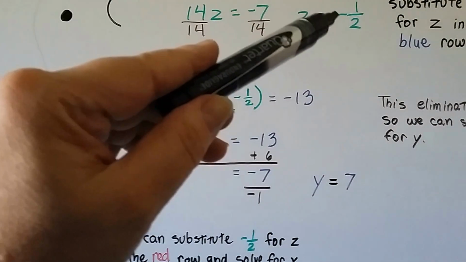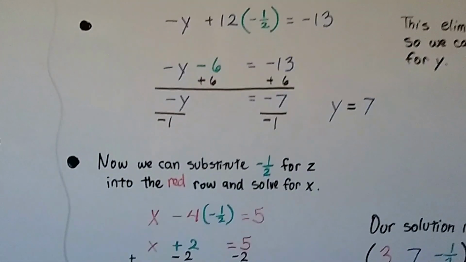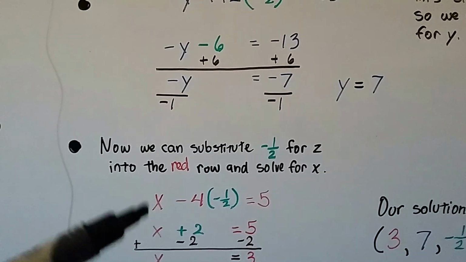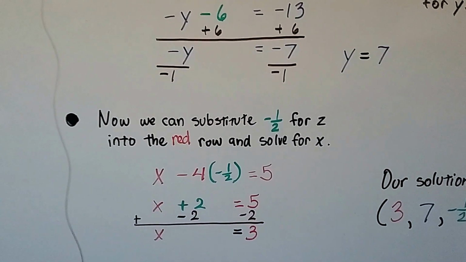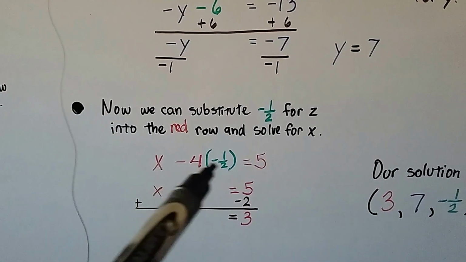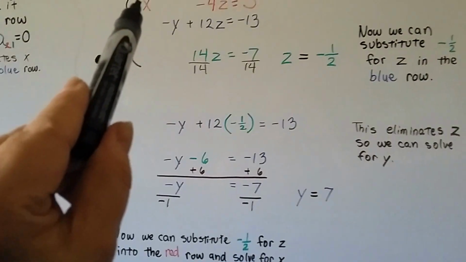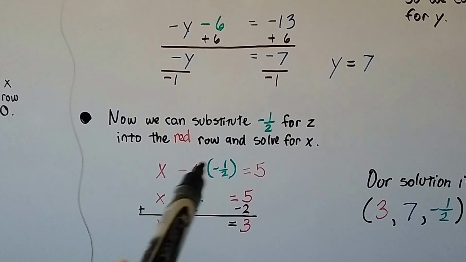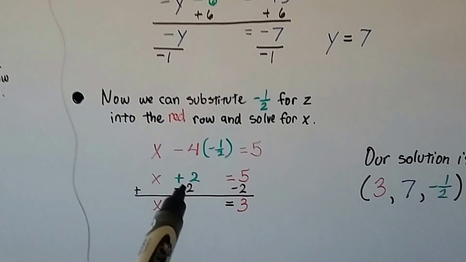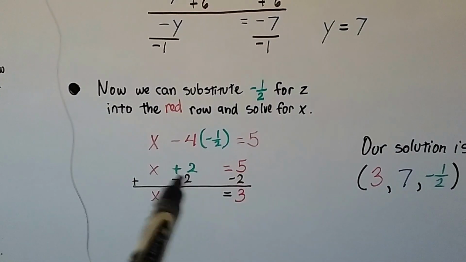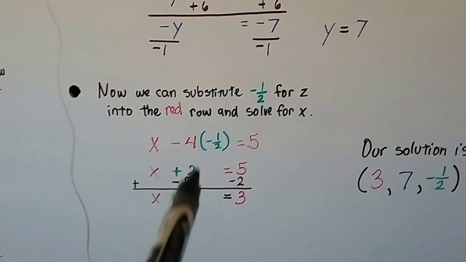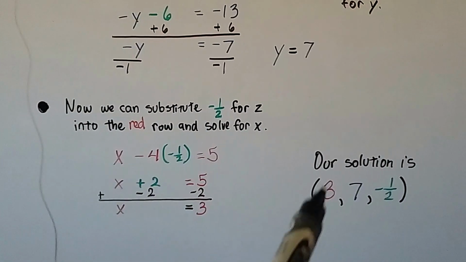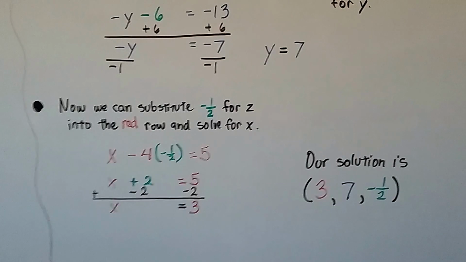Now, we know that z is a -1/2 and y is a 7. And we can substitute that -1/2 for z into the red row and solve for x to find out what x is. We put that -1/2 here. So here's our x. X minus 4z equals 5. We do the multiplication. We get a +2. Then we subtract 2 from both sides of the equation to eliminate this additive inverse 0 pair, right? We get x equals 3. So we know our solution is x is 3, y is 7, and z is -1/2.